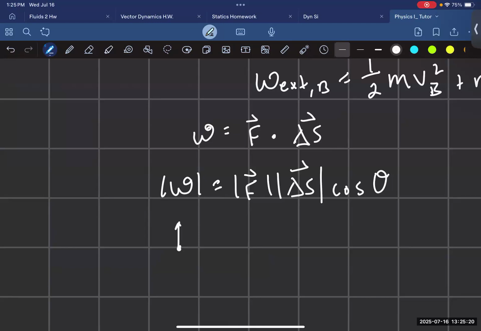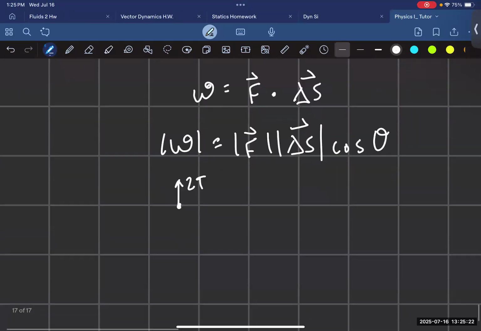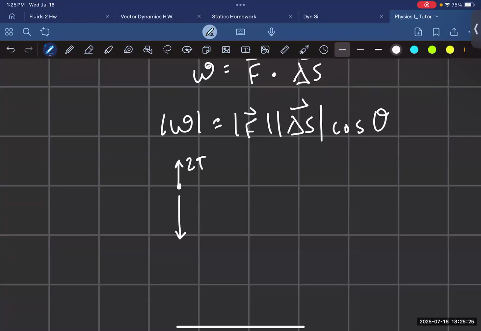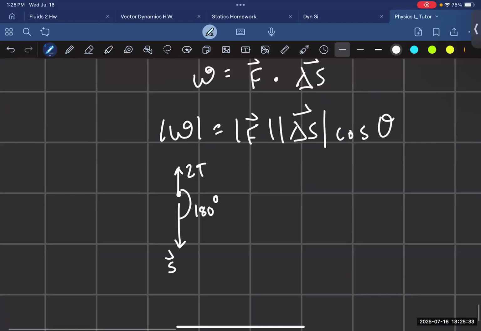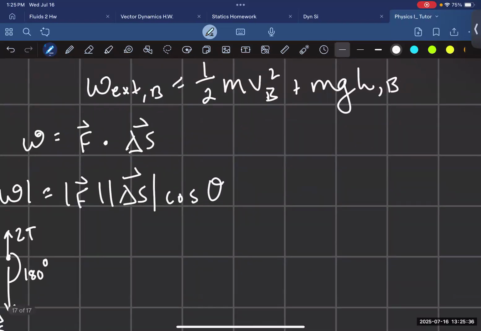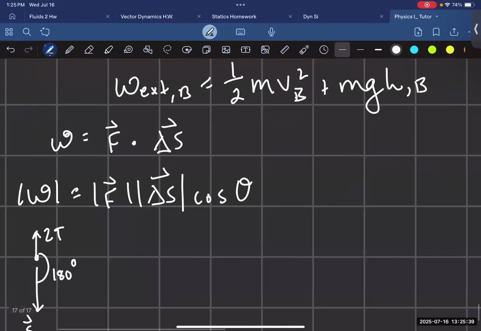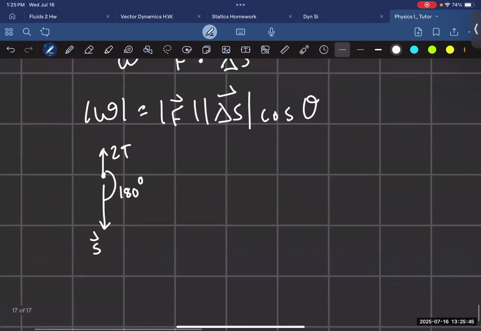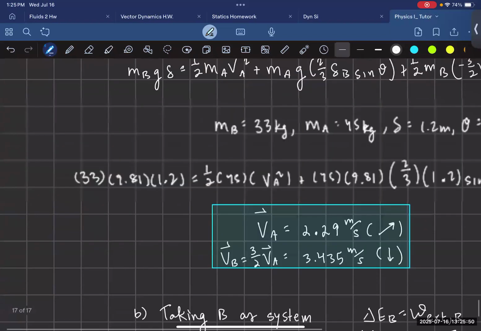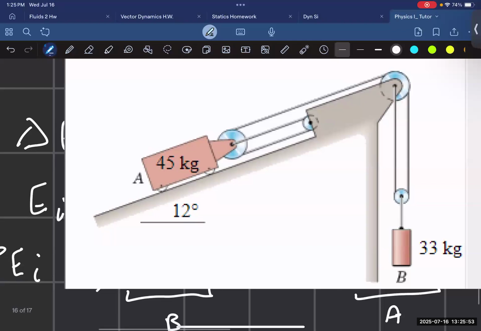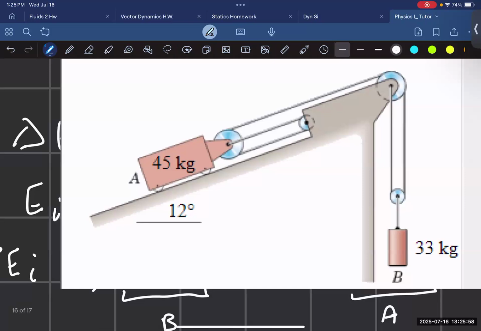So if we have a force, which is 2T acting on it upwards, but we know it travels downwards, we're going to get the angle between them to be 180 degrees. So we're actually going to get that the work is negative. Basically, energy is being taken out of the system, which is mass B, which makes perfect sense, right? You need some energy to move box A. So the weight of B is contributing to moving box A. That makes perfect sense.